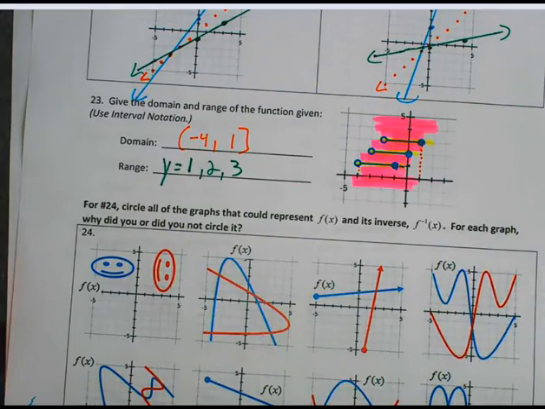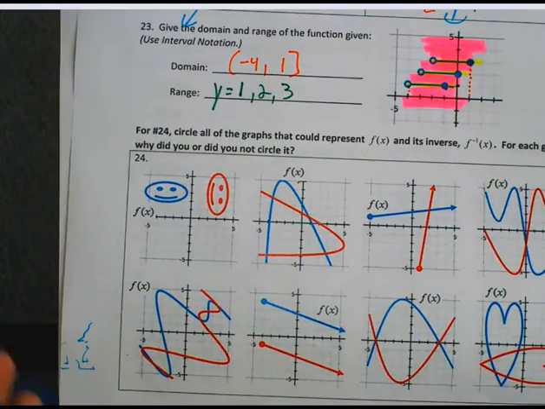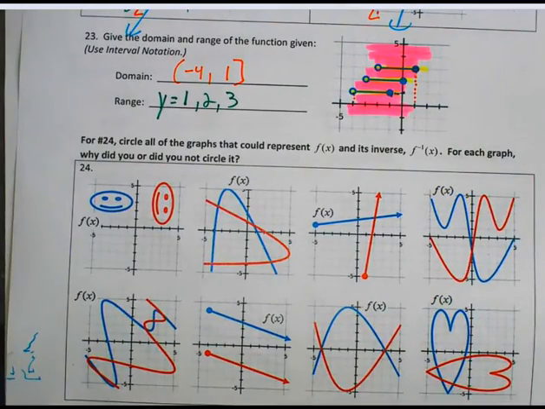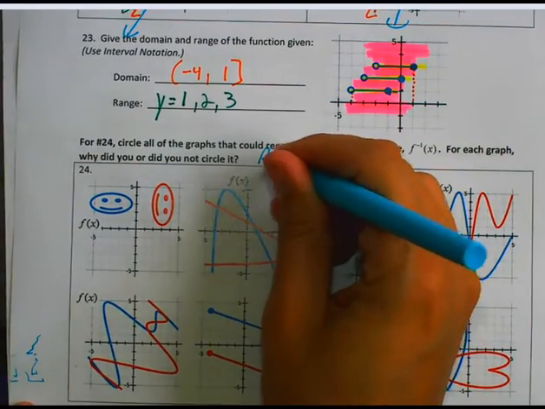All right, let's take a look. Next one. It says circle all the graphs that could represent f of x and its inverse. For each graph, why did you or did you not circle it? All right, so I know that with a graph, what I need to recognize is a reflection over y equals x.